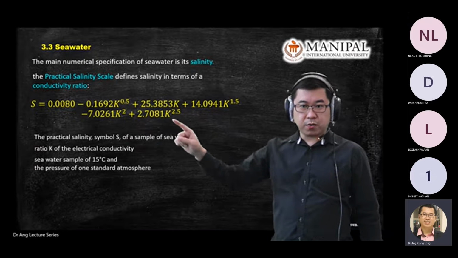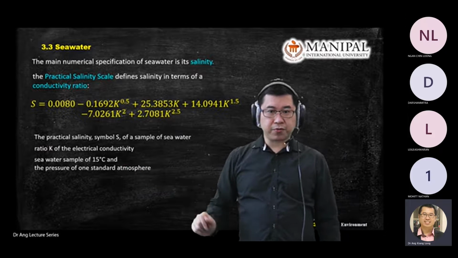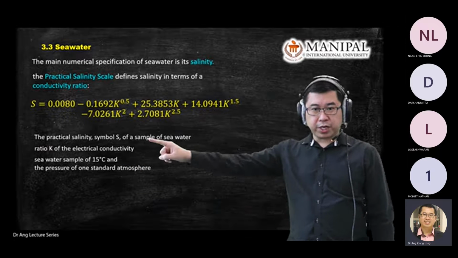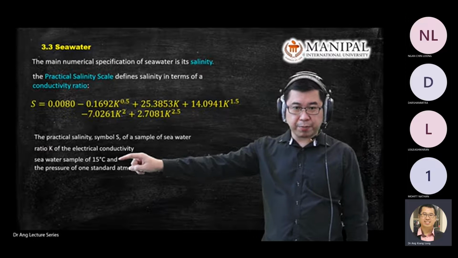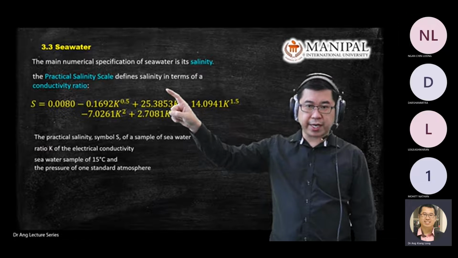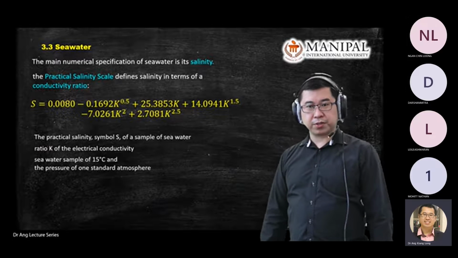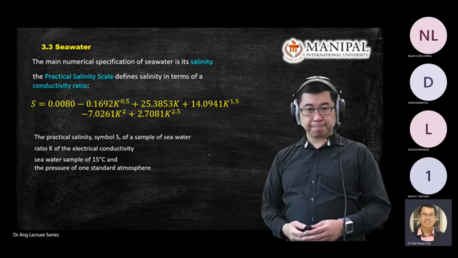This formula works for standard temperature and standard atmosphere. If you change your temperature or your pressure, the constant in front of K and the exponent above the K will change.